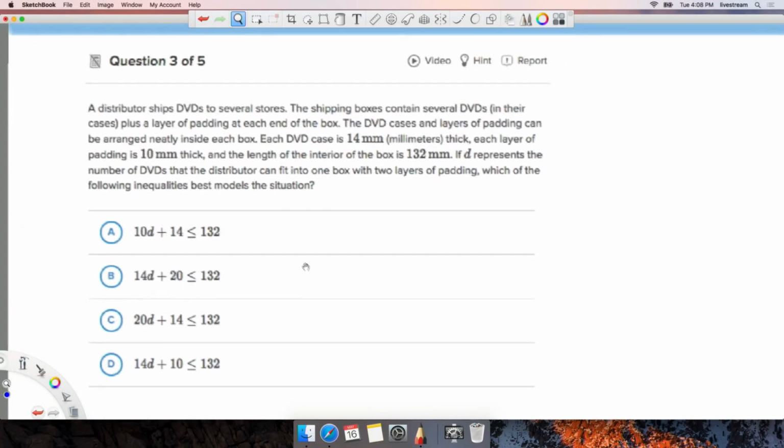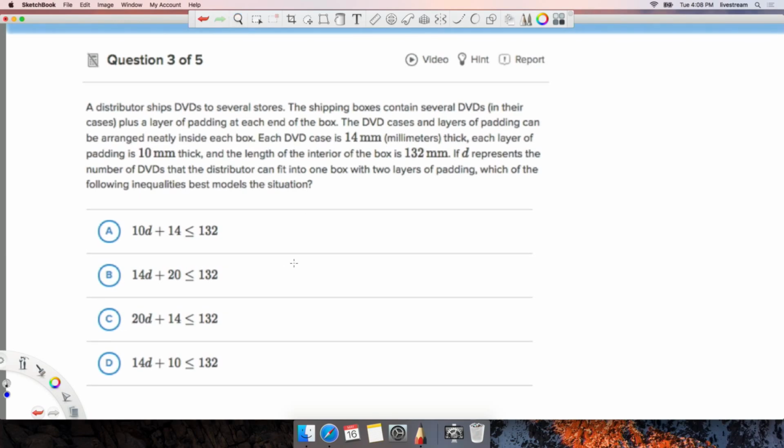Okay, so I'm going to zoom out just a little bit here. Let's give this question a read. A distributor ships DVDs to several stores. The shipping boxes contain several DVDs in their cases, plus a layer of padding at each end of the boxes. The DVD cases and layers of padding can be arranged neatly inside each box. Each DVD case is 14 millimeters thick, and each layer of padding is 10 millimeters thick. And the length of the interior of the box is 132 millimeters.